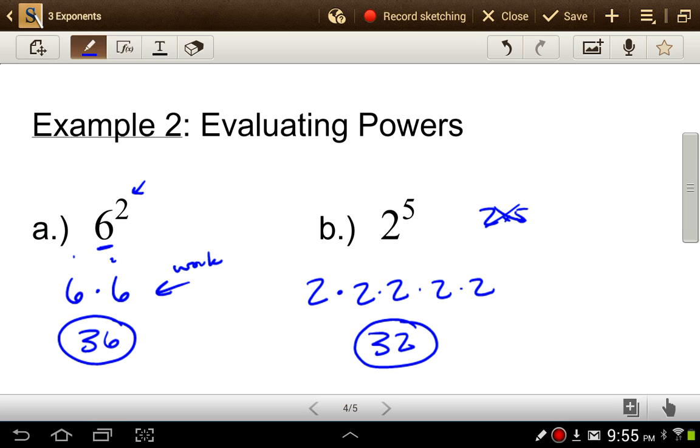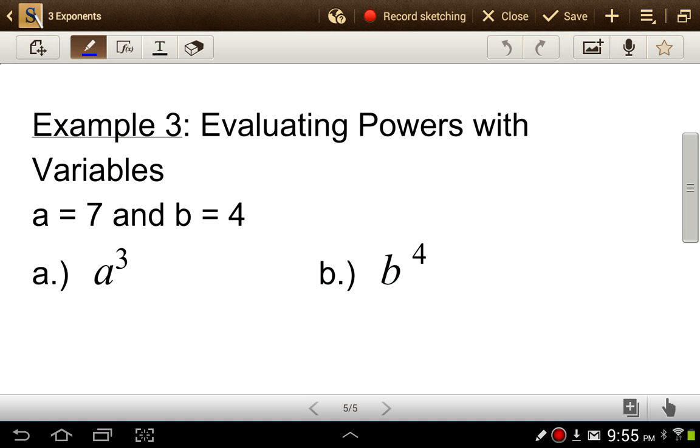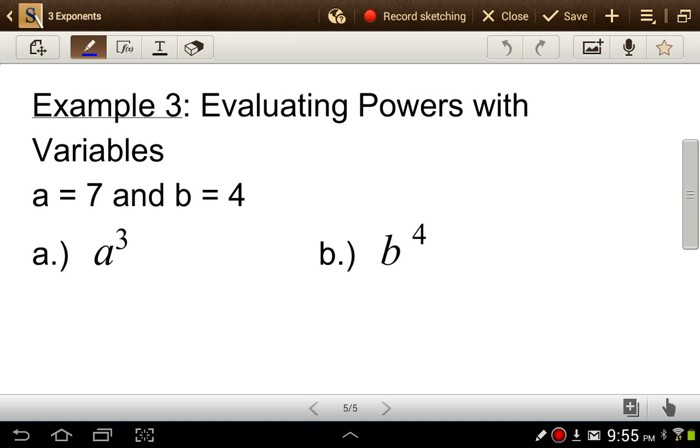Okay, if you need to pause, go ahead. Otherwise, I will move on to my next example. Okay, in the last example, we're going to use variables. So it's going to be the same thing, except we're going to add that substitution step in there.